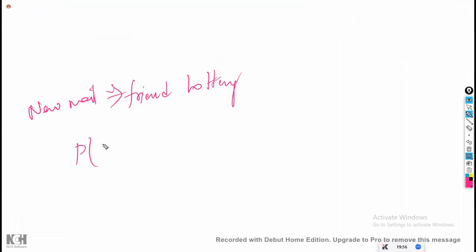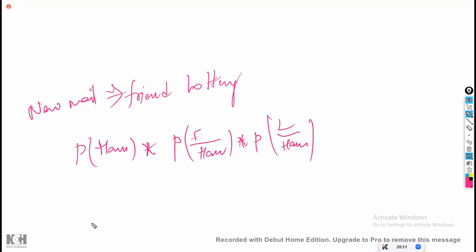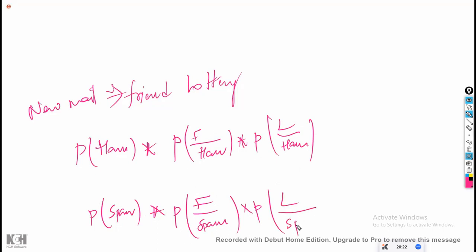How to calculate? First, you take the prior probability, that is the probability of ham separately, into the probability of friend being ham, and the probability of lottery being ham. Similarly, the probability of spam separately, into the probability of friend with spam, into the probability of lottery with spam. Done. Now, sir, friend with spam is available, lottery with spam is available, but in my entire ham data, there is no word lottery. Now what do I have to do?